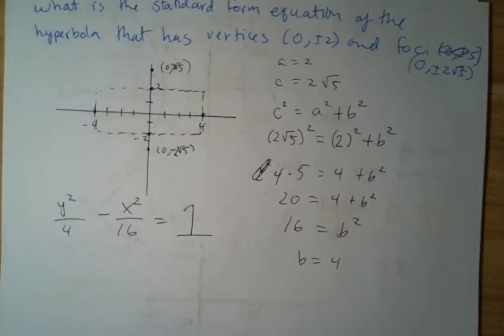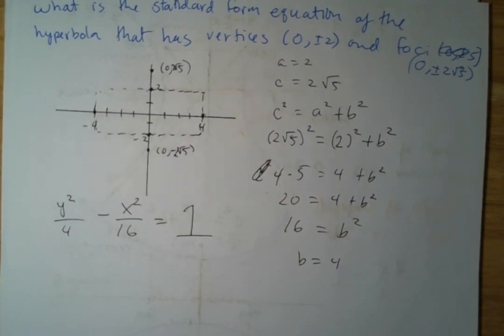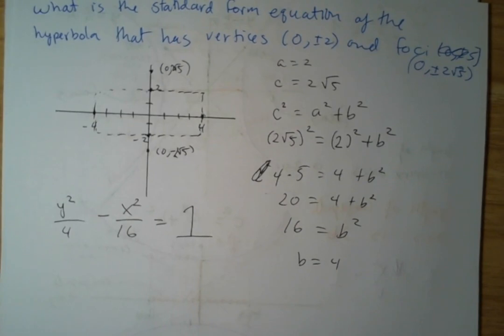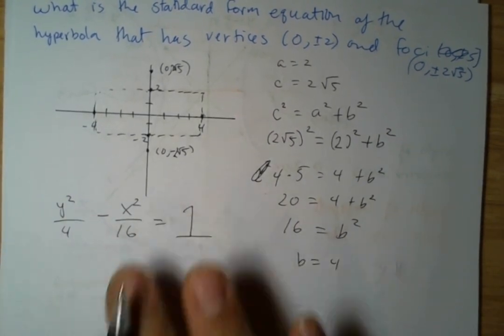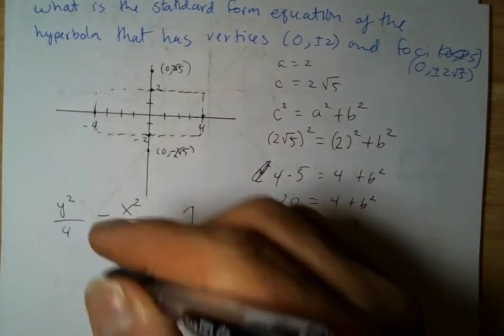All right, and if we wanted to go further, I have all the information set up. I can easily graph it from here, find the asymptotes, etc., and then graph it. But at this point, we were only asked for the equation, which I have found.